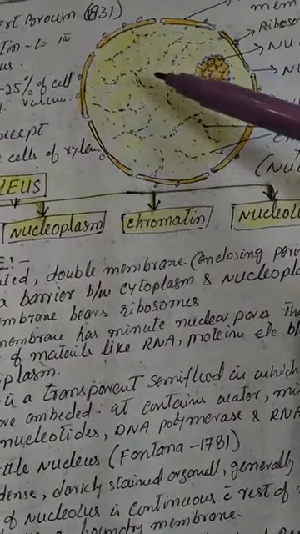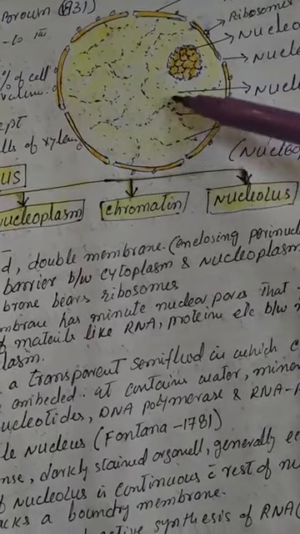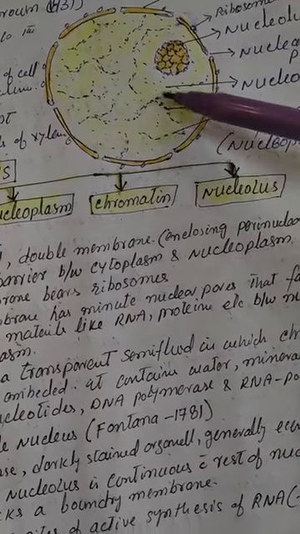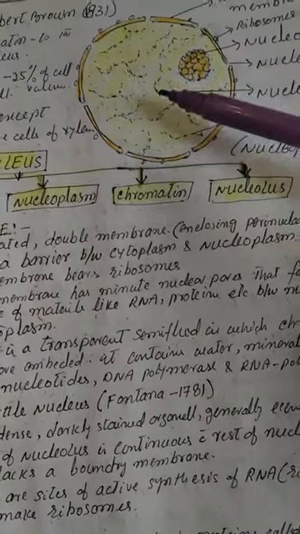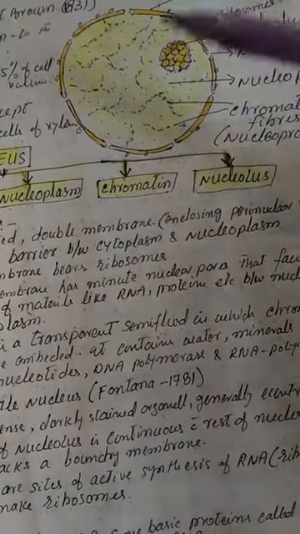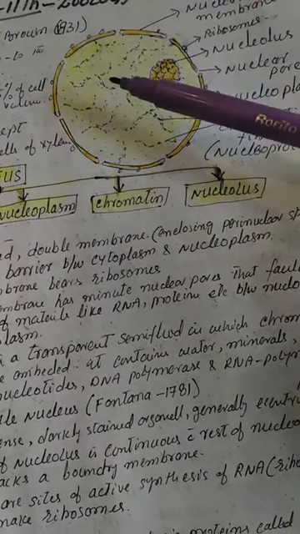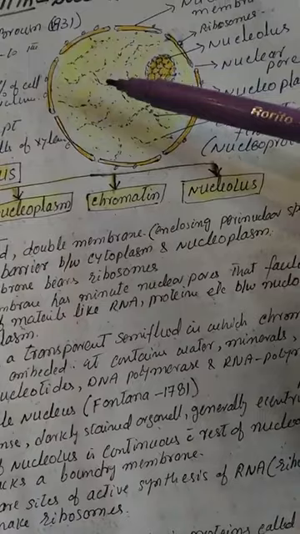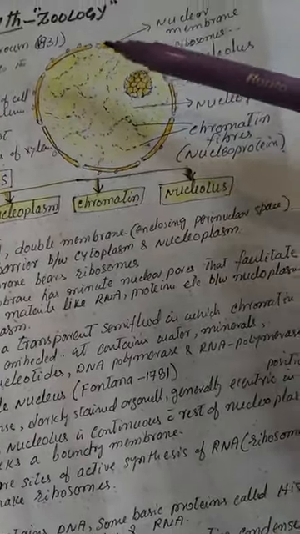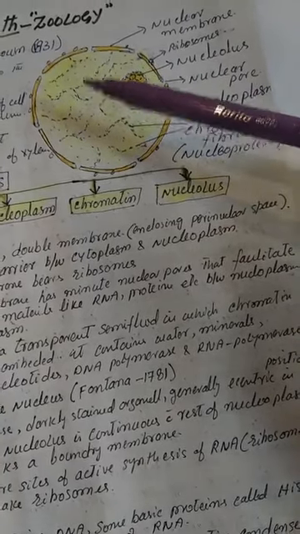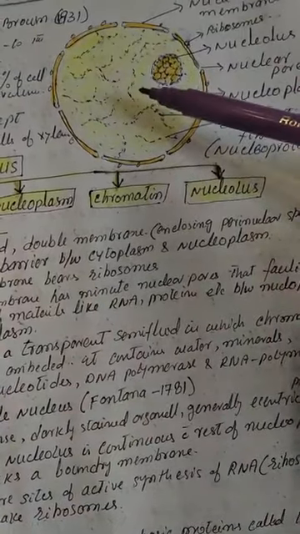Now the last part of this nucleus is the chromatin. As you can see, these condensed fibers are called the chromatin network. This chromatin contains DNA and some basic proteins called histones. Along with histones, there are some non-histone proteins and RNA. Now, at the time of cell division, chromatin condenses into individual rod-like structures called chromosomes.